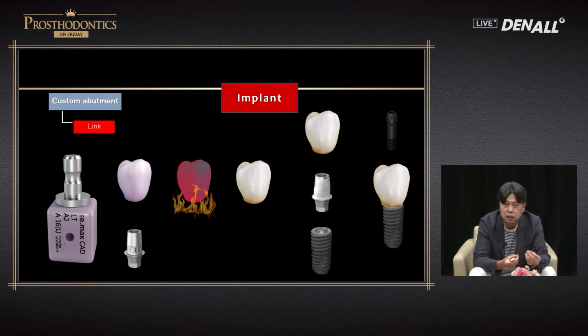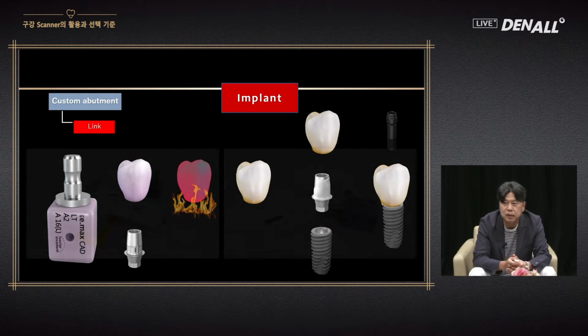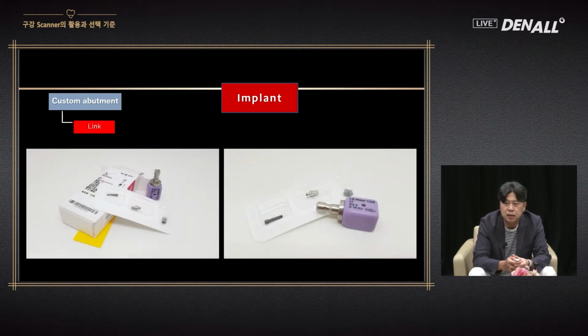Emix block, there's one block which has a hole made in advance. It is designed and milled through proper processing. It is attached to the link to create a one-piece screw-retained crown directly. I'll show you my case.